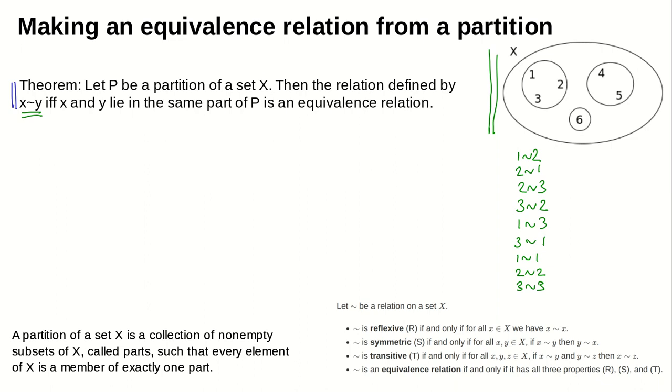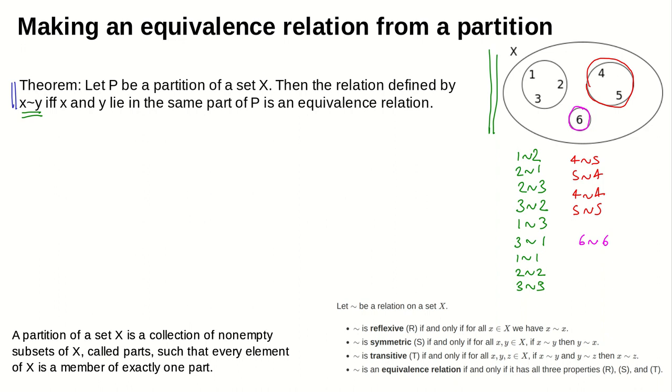Okay, and also from this part of the partition, we would get the relations that 4 was related to 5, 5 was related to 4 because 4 and 5 lie in the same part, and 4 is related to 4, and 5 is related to 5. And lastly, looking at this part, we would get that 6 was related to 6. So that's the way this construction of a relation from a partition would work in this particular example, which we saw on the last slide.